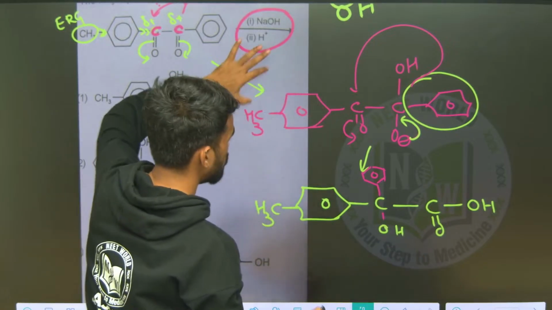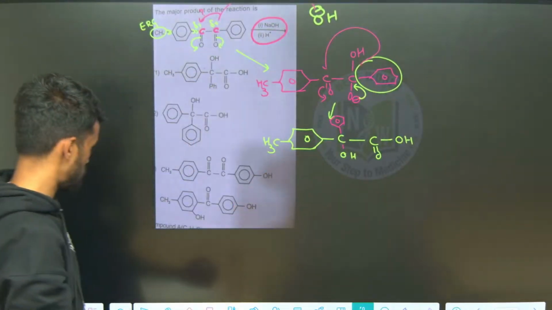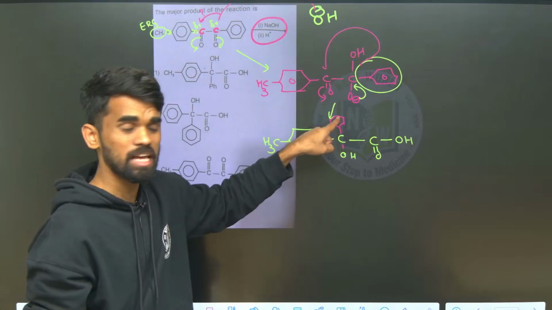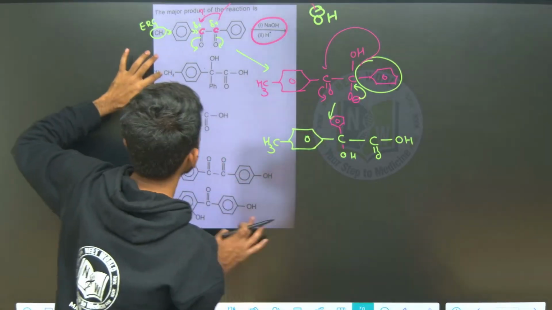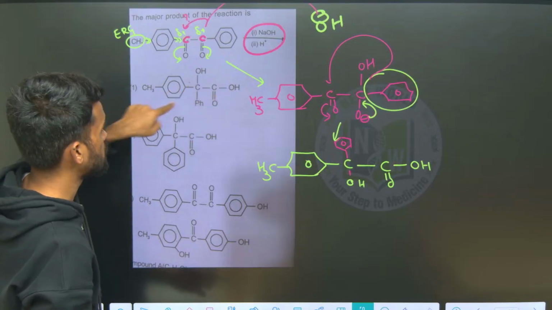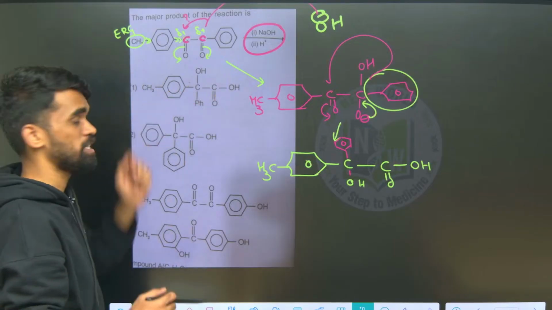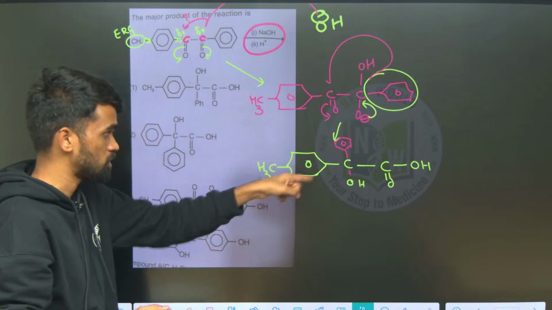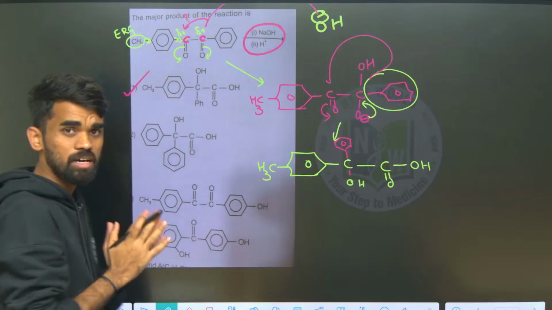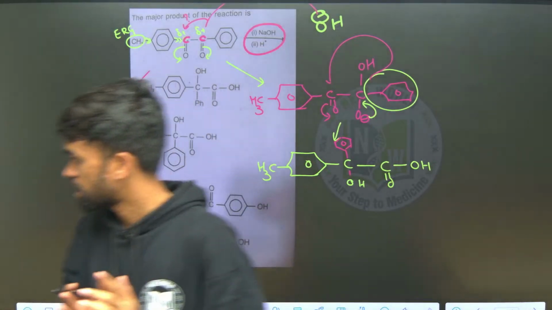Just check which option has this kind of answer. Ph is nothing but the benzene, the phenyl ring. In the first option you have COOH, Ph, OH, and this methyl with the phenyl ring. So the first option is our correct answer. Hope it is clear right now.